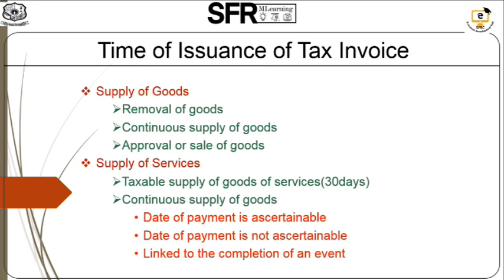Then the third one is where the goods are being sent or taken on approval or sale or return, or removed before the supply takes place, the invoice shall be issued before or at the time of supply or 6 months from the date of removal, whichever is earlier.